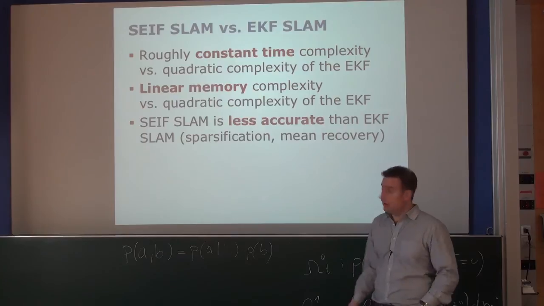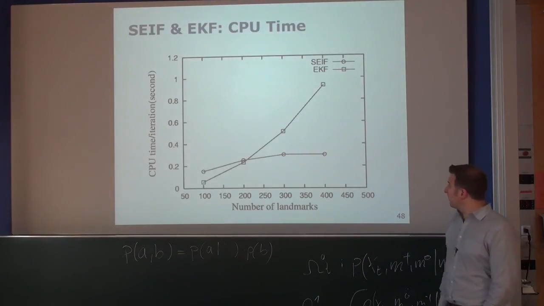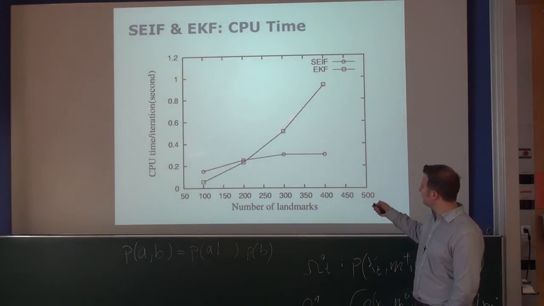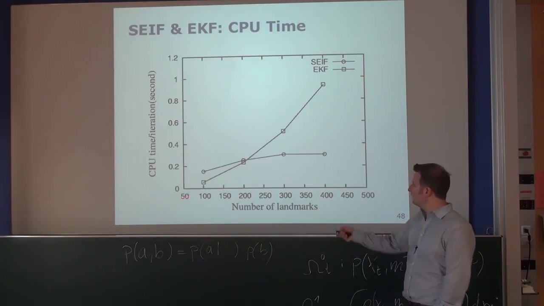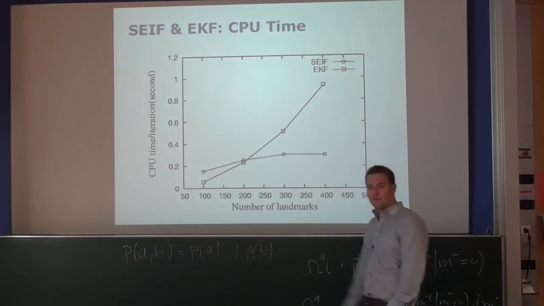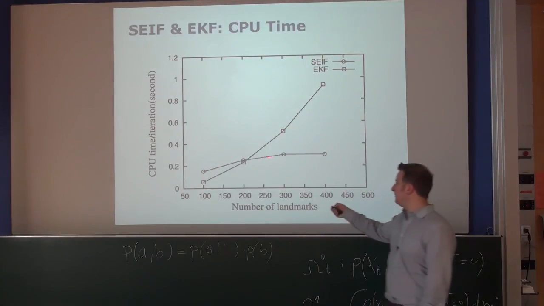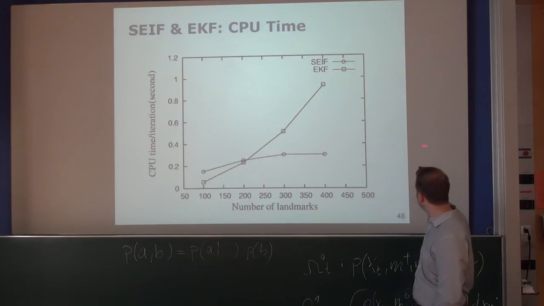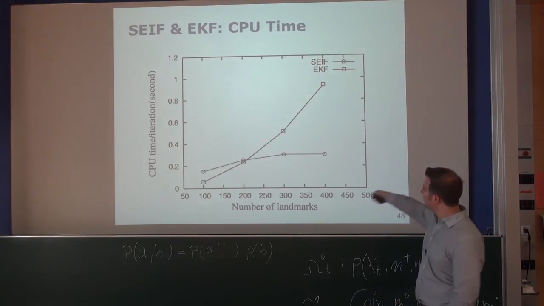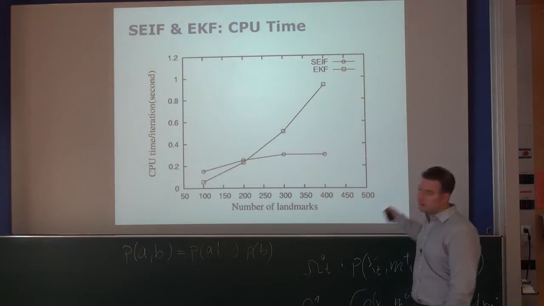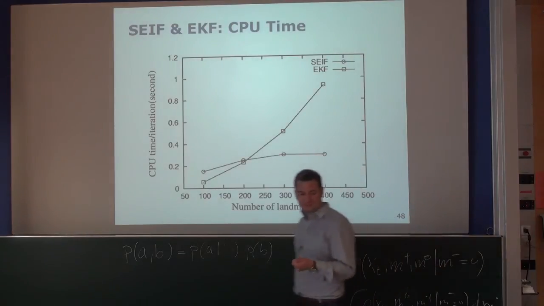Okay, let's see how this changes the computational resources that I need. What you see here are the computational resources that need to be spent on the EKF, as a function of the number of landmarks. In this case, for 400 landmarks, an update step takes around 1 second for the EKF, whereas SEIF stays much smaller. There is some overhead in the beginning, but then it stays roughly constant and will continue like this. Of course, the EKF grows through the sky quite quickly, where this one stays roughly constant. So this is a big win.